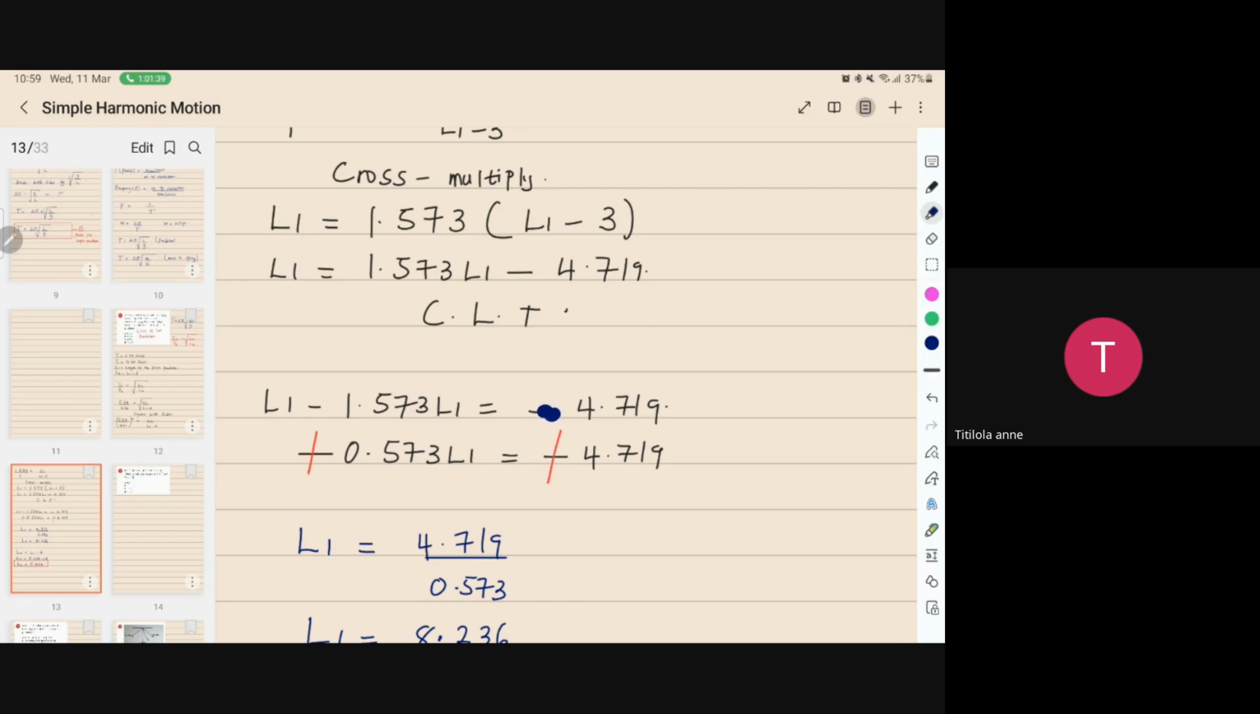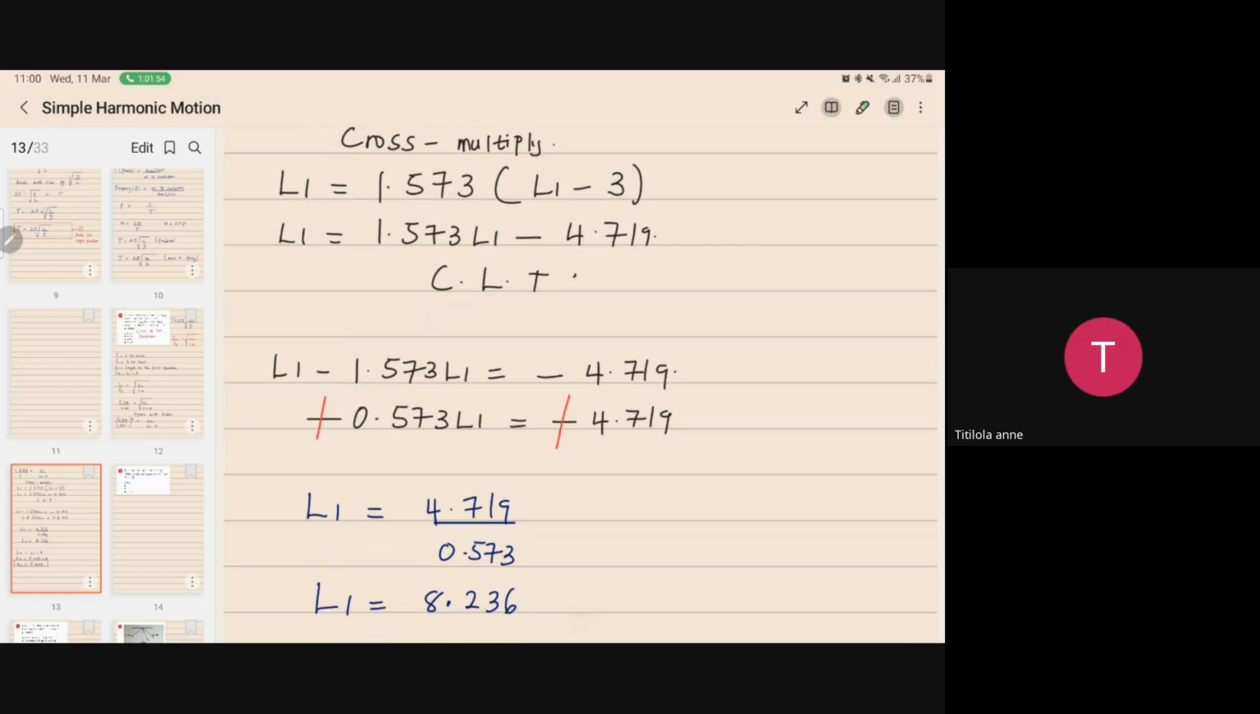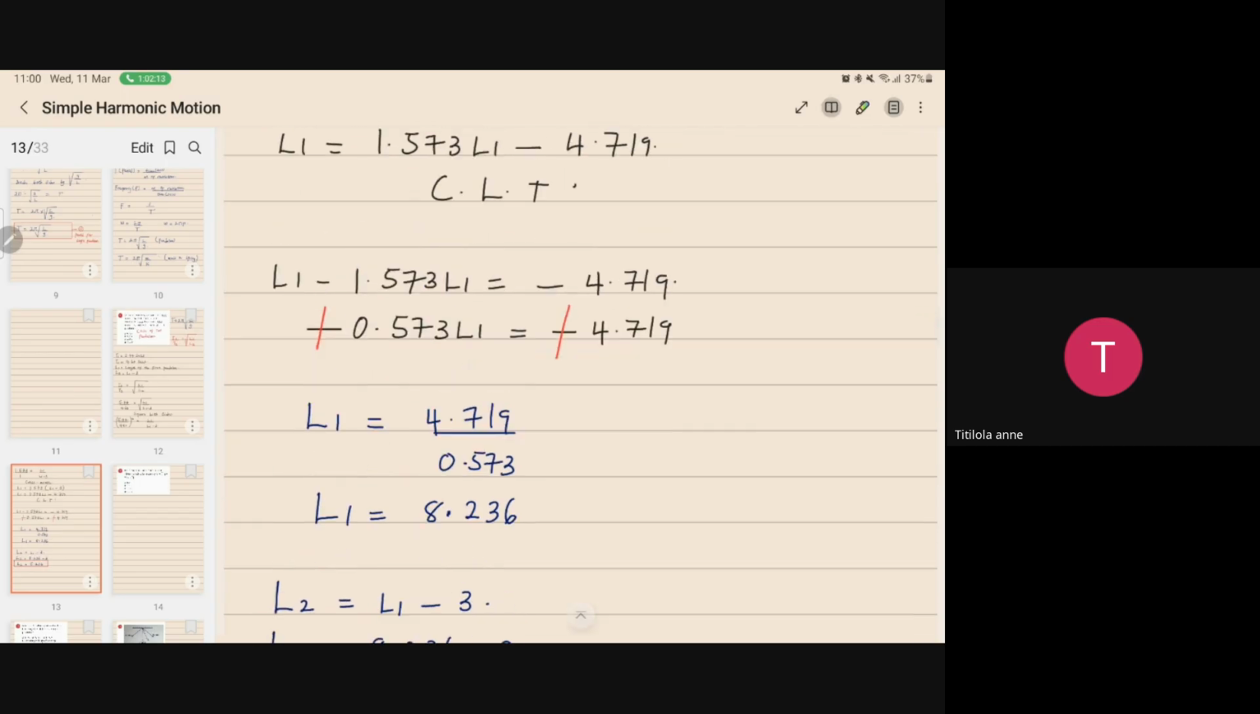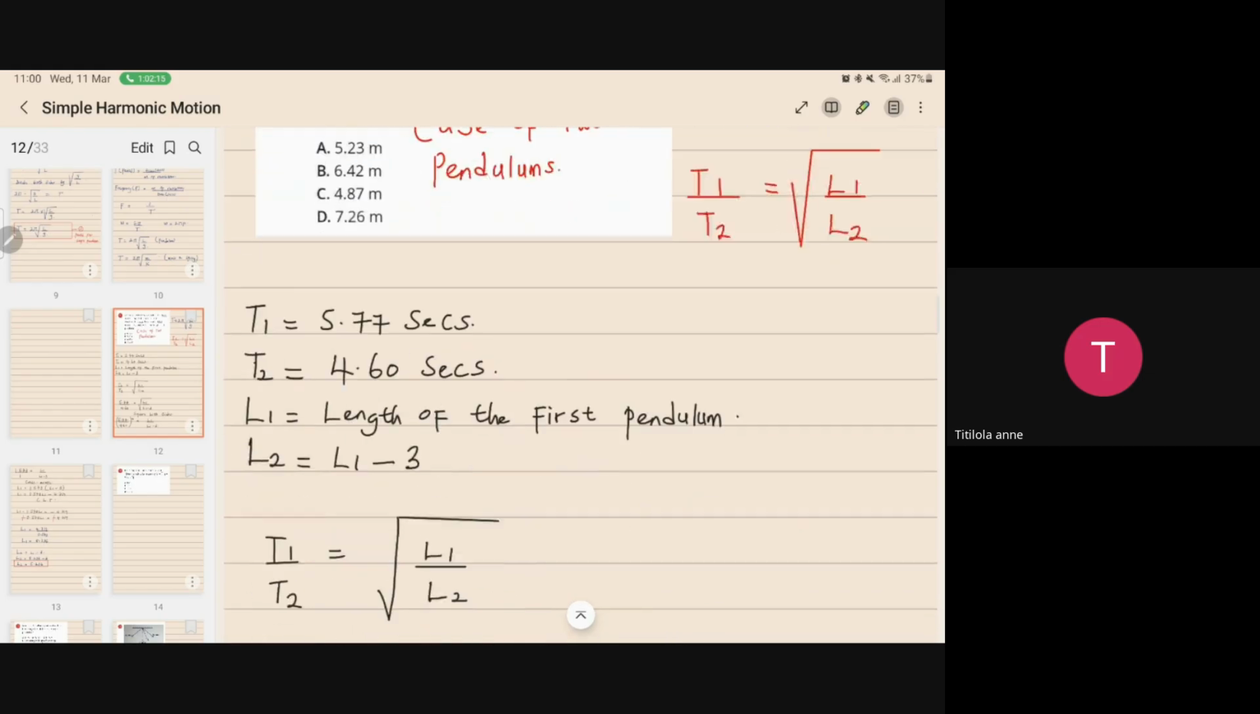Then this one has a negative as well. Negative can cancel negative, or you can multiply through by -1. Then I divided both sides by 0.573, the coefficient of L1. We now got that L1 is equal to what you can see on the screen. But what we are asked to find is the length of the new pendulum, which is L2. Remember that L2 is equal to L1 minus 3. So L2 is equal to 8.236 minus 3, and L2 is equal to 5.2632. That happens to be our option A.